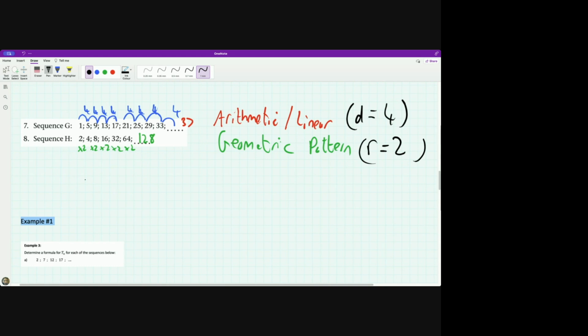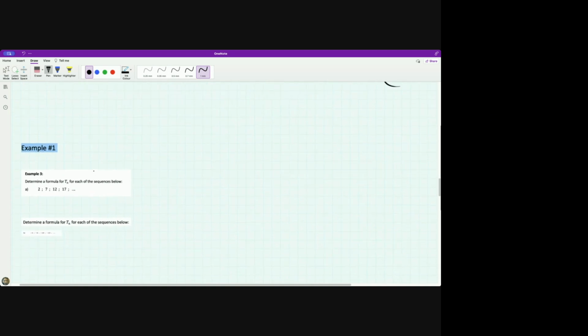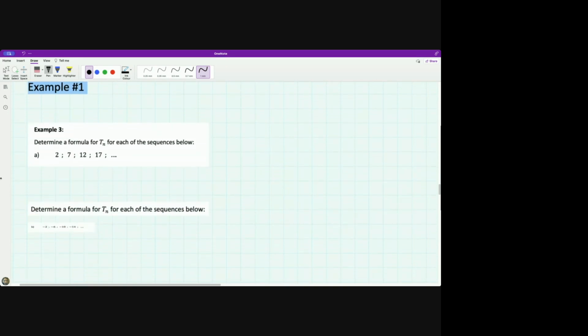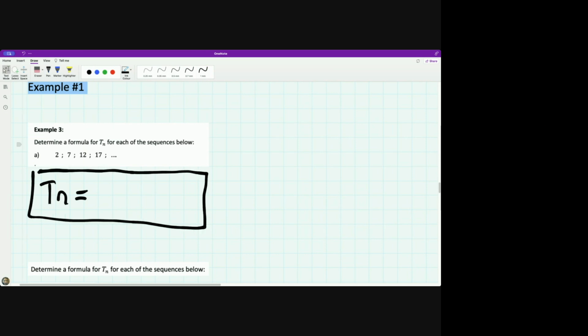Okay, I feel like you've been introduced to the big 3. We're now going to focus a bit more on arithmetic or linear number patterns. So I want you to try and, using what you've seen so far today, determine a formula for Tn for each of the sequences below. So what they're saying now, instead of saying words, start at 2 and add 5, you need to describe this number pattern for me using the formula in the Tn method style. What do you think my formula for this number pattern is going to be?